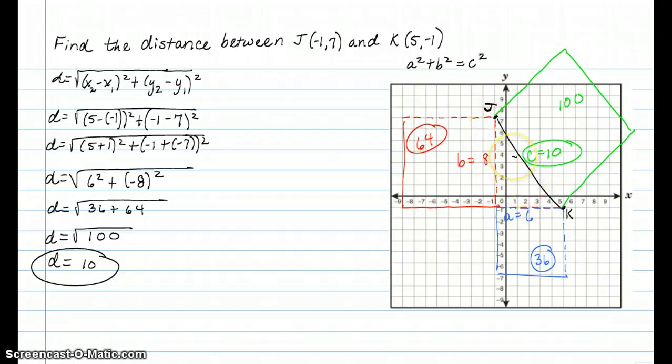So then you would have gone, okay, I went 5 minus negative 1, so then I have to go negative 1 minus 7, and square that. I'm going to use the additive inverse. 5 minus negative 1 is 5 plus 1 squared, which is 6 squared. Negative 1 minus 7 is negative 1 plus a negative 7 squared. Negative 1 and negative 7 is negative 8, squaring it. We've got 36 plus 64, and that equals 100, and the square root of 100 is 10.